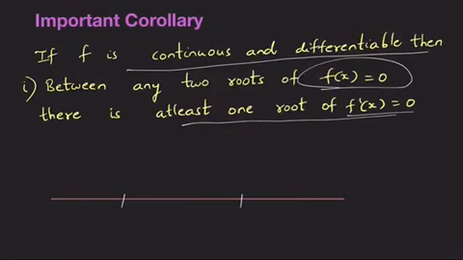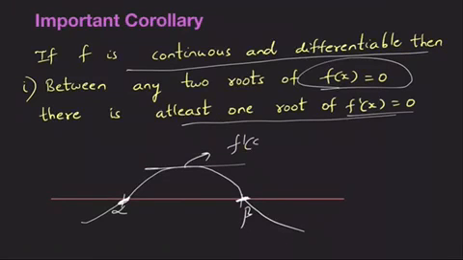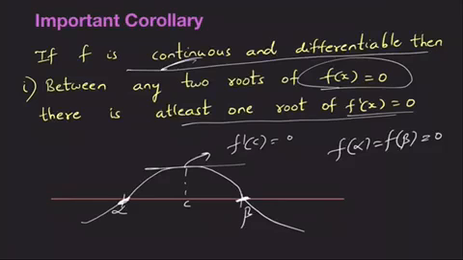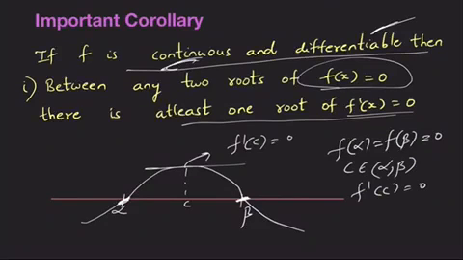Let us say I have a graph of f which has two roots, let us say alpha and beta, something like this. Now this corollary is trying to say that between two roots alpha and beta, there will exist a point at which f dash of x is 0. This is pretty obvious by Rolle's theorem: f of alpha is f of beta, which is of course equal to 0, and I have said that the function is continuous and differentiable. So by Rolle's theorem, there will exist a c in the open interval alpha to beta such that f dash c is equal to 0.